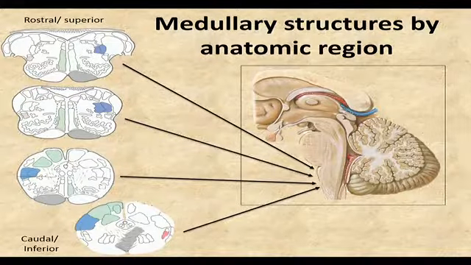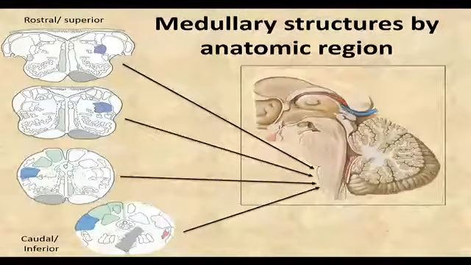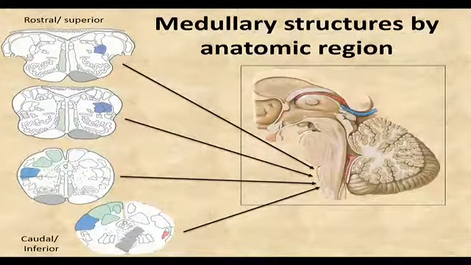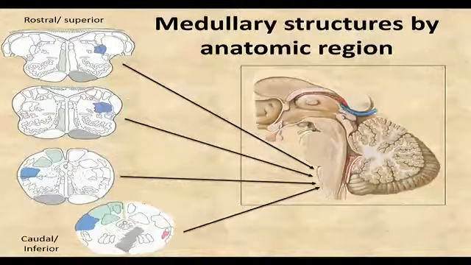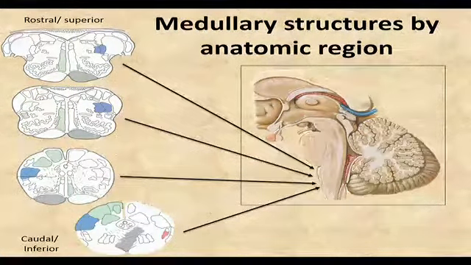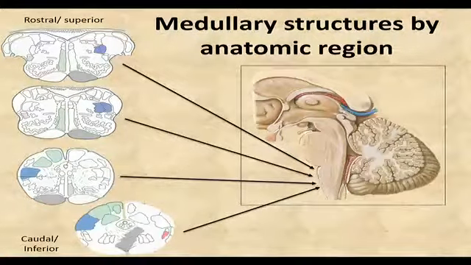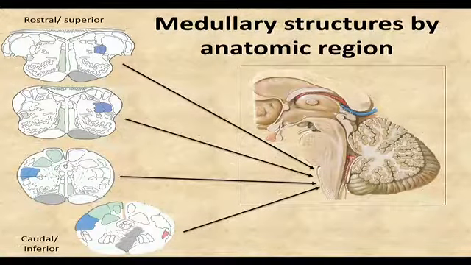Medullary structures by anatomic region. The medulla is different because it's got a closed part, it's got an open part, and it has some really special things that happen in this part of the brainstem. When you look through textbooks, they don't always have the same exact sections in an atlas, but these are just some classic sections through the medulla.